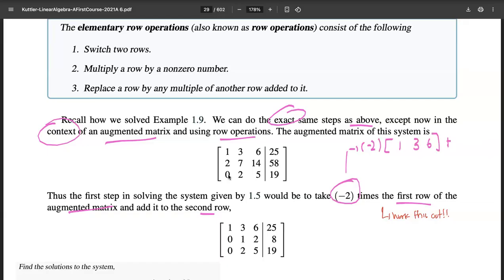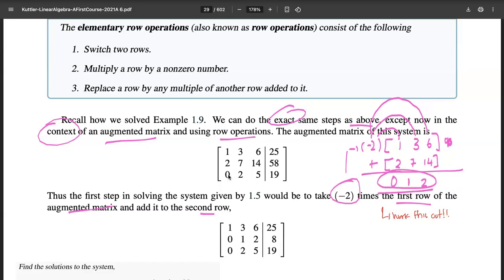Let me add a plus sign here. -2 plus 2, so that is 0. -2 times 3, that's -6, plus 7, that's 1. -2 times 6 is -12 plus 14, that's 2. So we'll replace our second row with this row for the coefficient side.